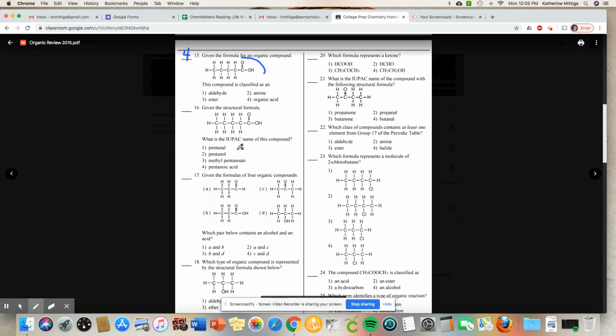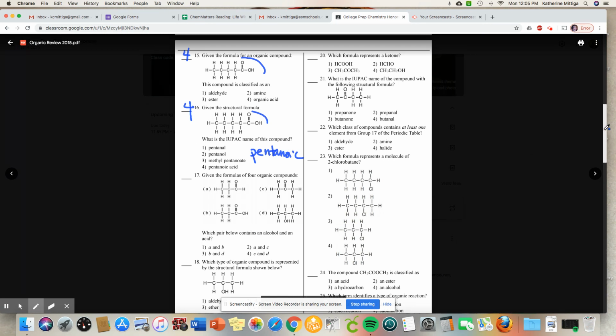This is not asking what functional group it is. This is asking what is the name. So here's our functional group, which we just decided was an organic acid. So if we're looking on table R, the way to name an acid is ending it with oic acid. So we have 1, 2, 3, 4, 5 carbons. That's pent. Normally it would be pentane, but this is pentanoic acid. This is exactly the one from the reference tables. So that would be choice 4.